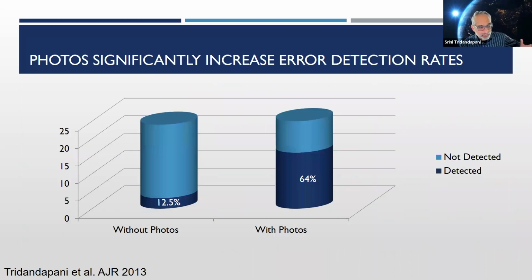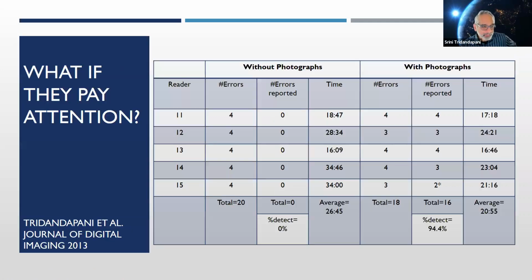And this is what that table looks like in chart form. The error detection rate after you introduce the photos really shot up. Now, there was a reason why they were only at 64% and didn't get to 100%, and that was because some people were actually not looking at the photos. They were studiously avoiding looking at the photos because they thought maybe we were trying to distract them from the radiographs, because we didn't tell them what the object of the study was.